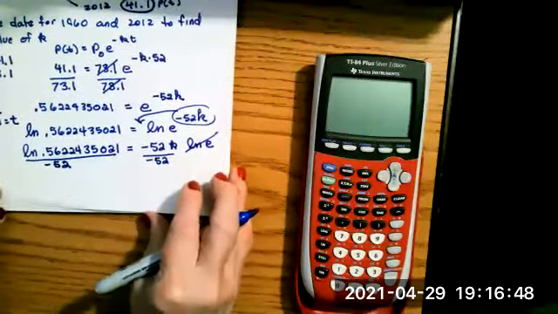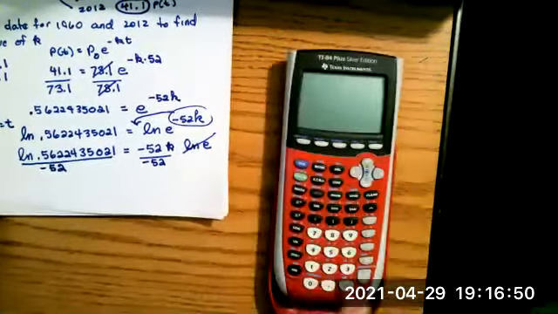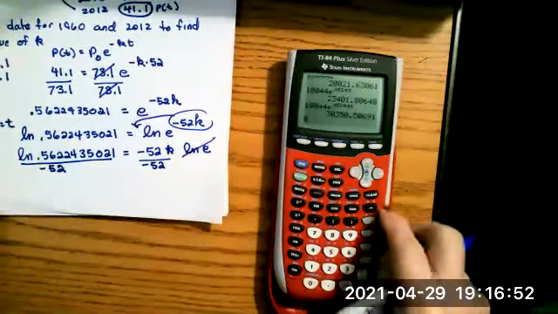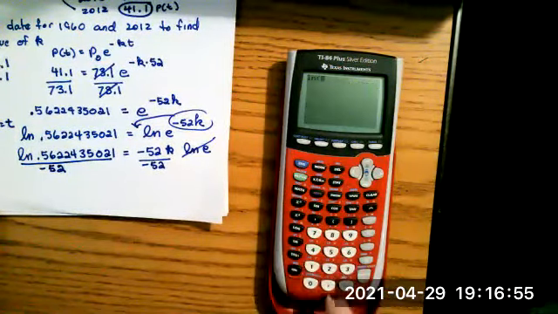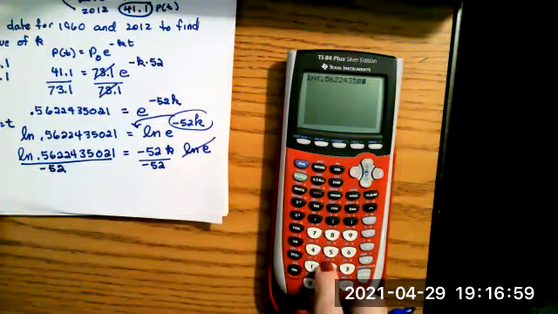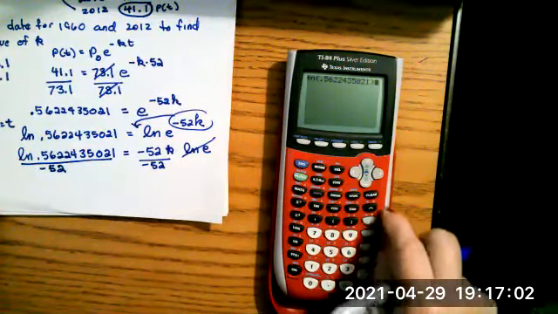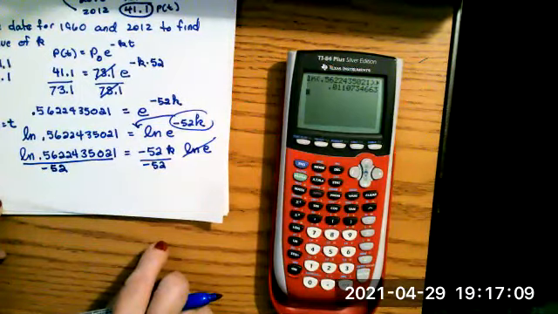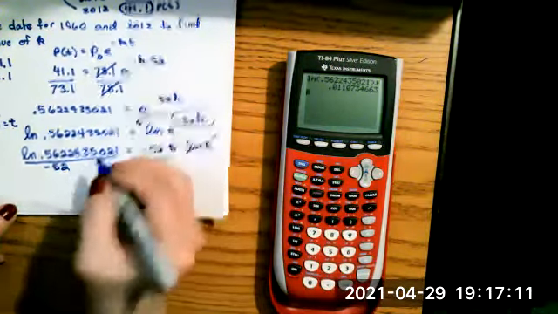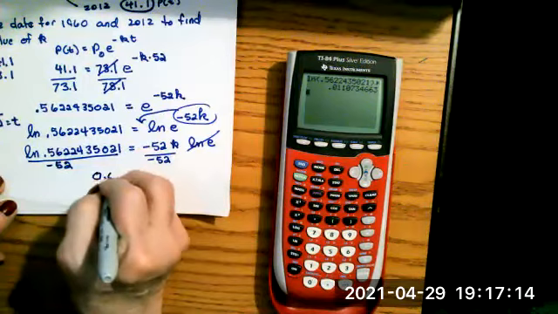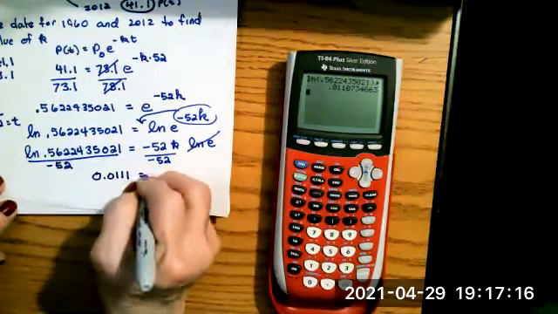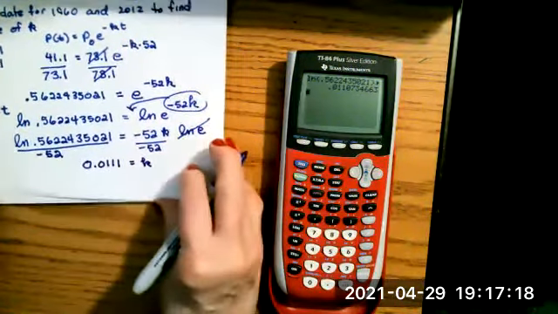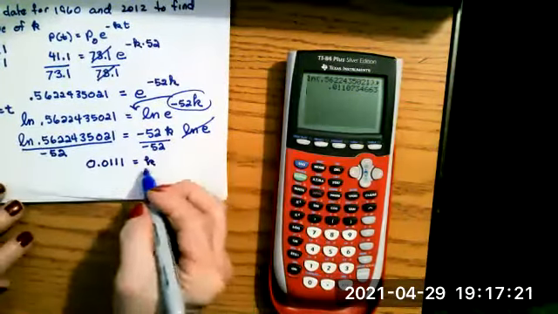So I put all of that in my calculator. ln 0.5622435021 divided by negative 52, and I get that number right there, 0.01107. So I get 0.0111 equals K.